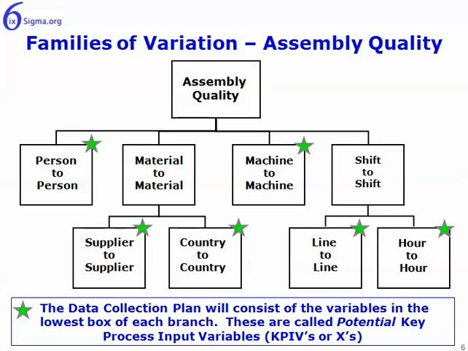In the case of material to material, we have suppliers and different countries of the material. And over here in the shift, we have lines, different production lines, and different hours of the day related to shift. And for data collection purposes, we want the lowest item on each of these branches. So as we drill down to material, we want both of those because they're lower. So this is the lowest item on this branch: person, supplier, country. This is the lowest one: machine, line, and hour.